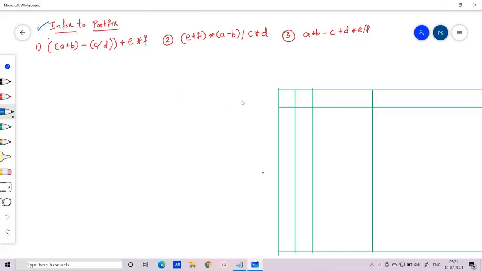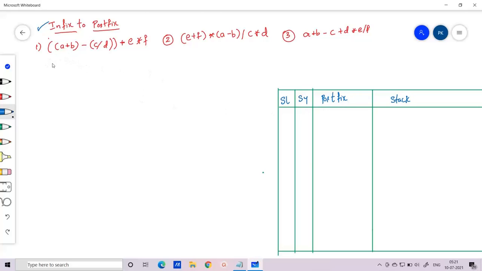Now we'll be using this table. In this table you will have something like serial number, symbol, and postfix expression, and this postfix will be followed by the stack. Okay, now I can make it as postfix expression.